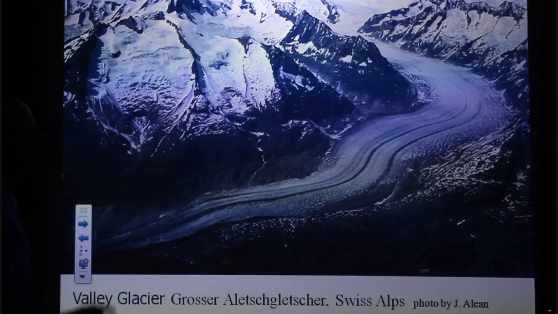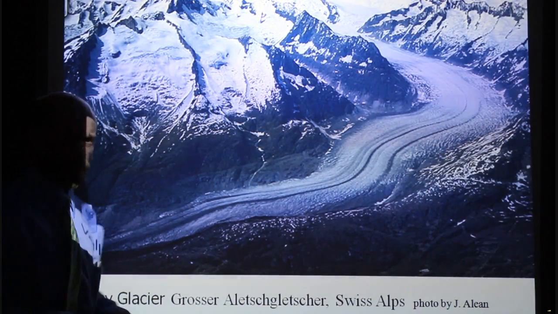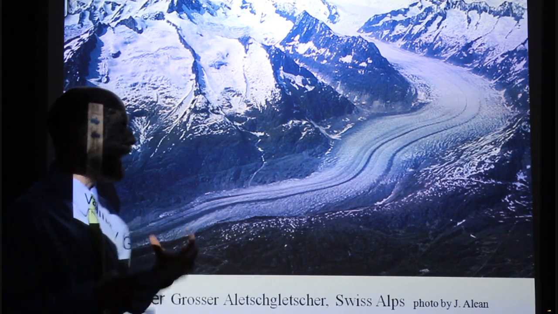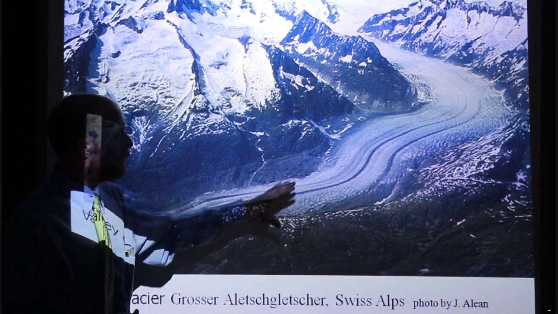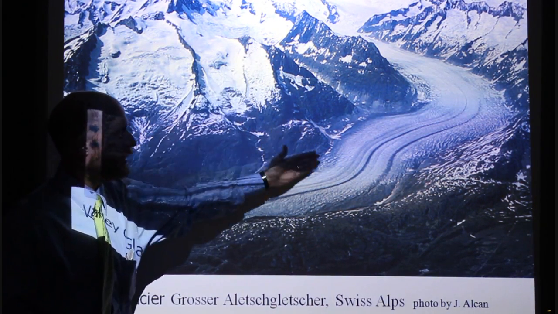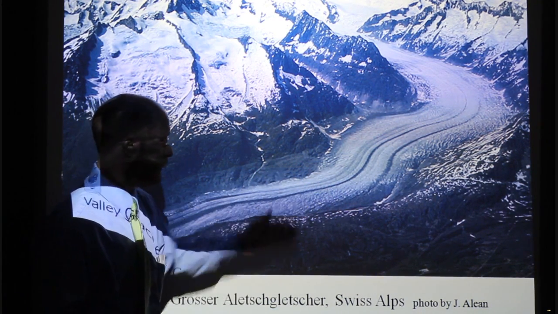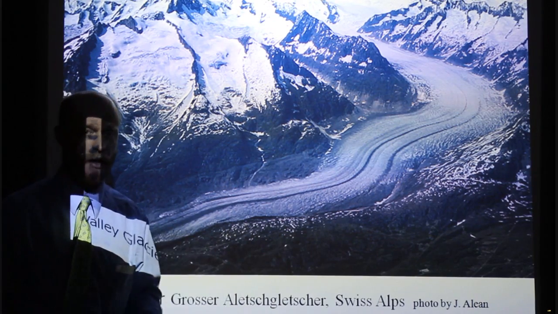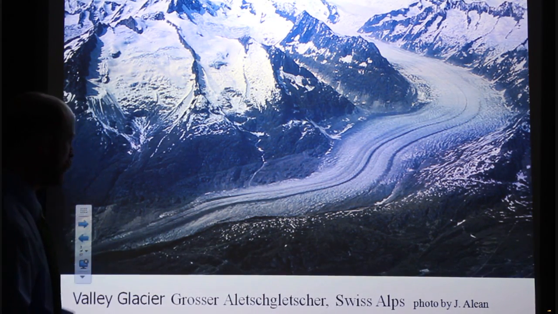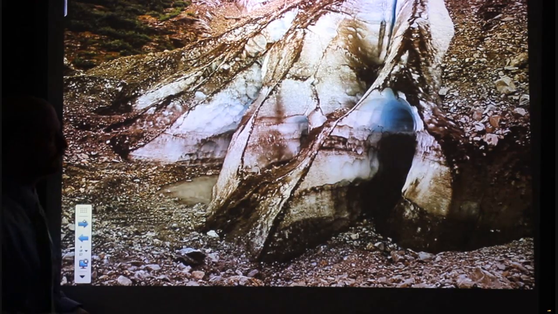The other type is called a mountain glacier or a valley glacier, and they flow in the valleys of mountains, sort of like a river of ice, they're often called. As you can see here, this is in the Swiss Alps. That's the second type of glacier. We'll learn more about these coming up.